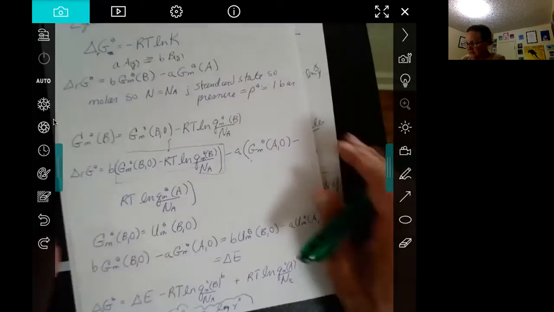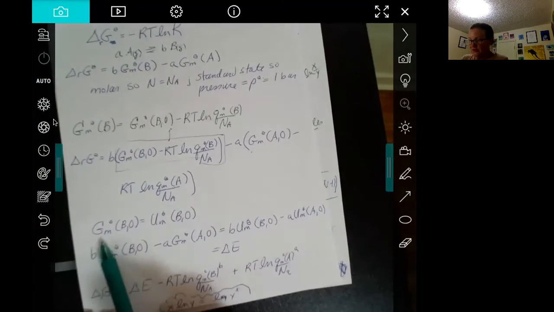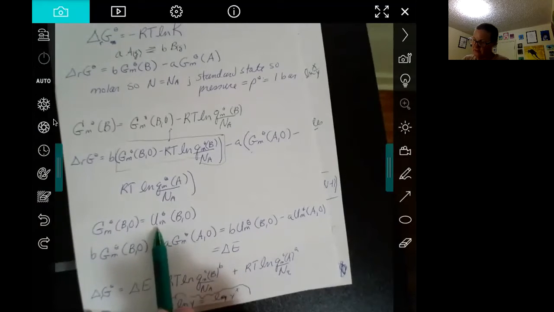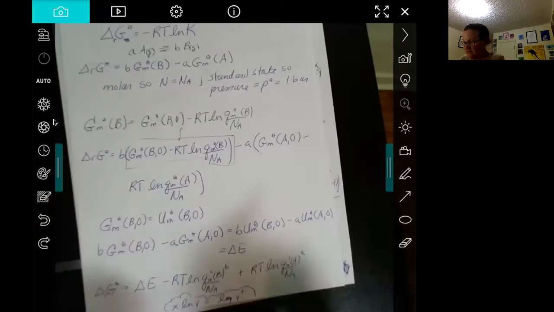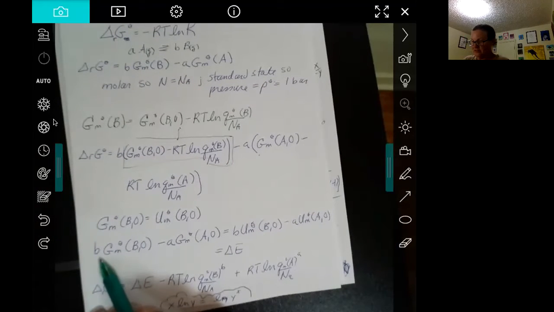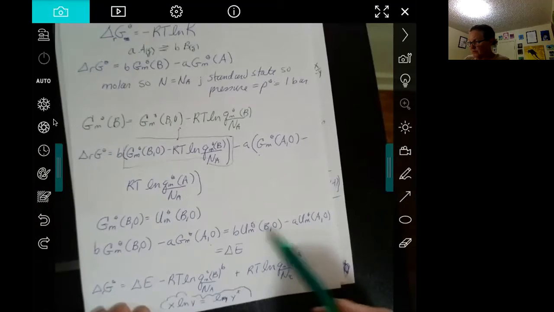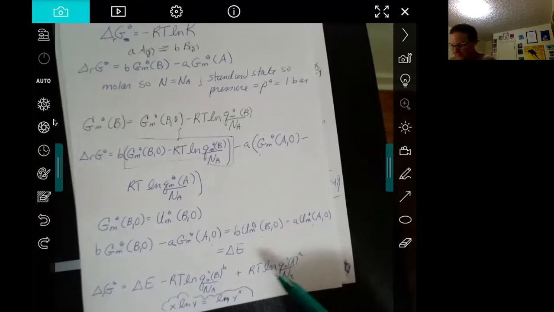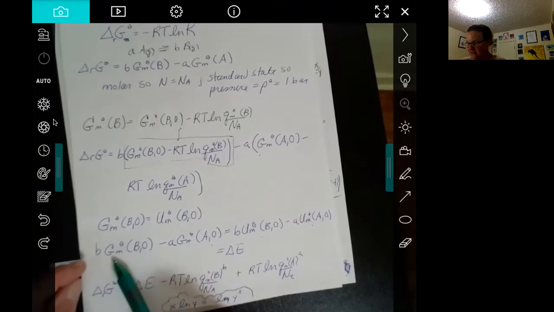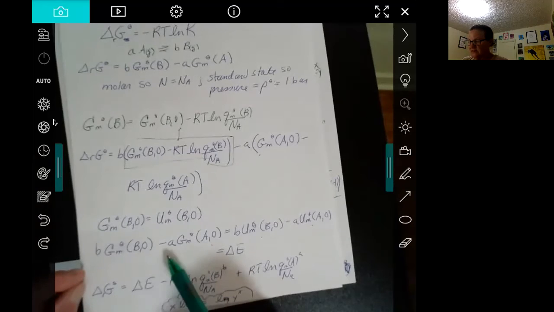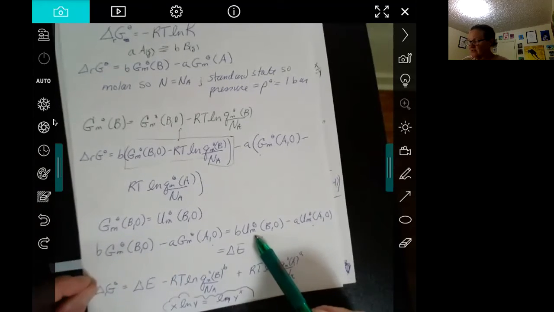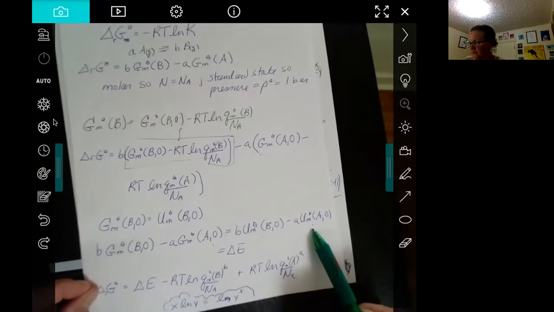Then, I don't think we need that anymore. We're going to remember that the standard state molar Gibbs free energy at absolute zero is equal to the molar standard state internal energy at absolute zero. So everywhere that we see the Gibbs free energy at absolute zero, we can put in the internal energy at absolute zero. And so if we take the difference, this is the difference in the Gibbs free energy if we were at absolute zero. It's equal to the difference in the internal energy if we're at absolute zero.